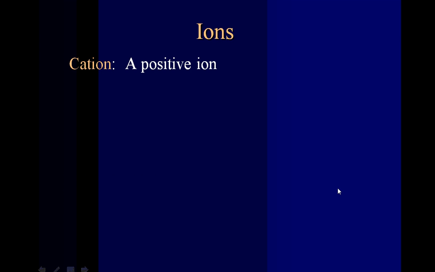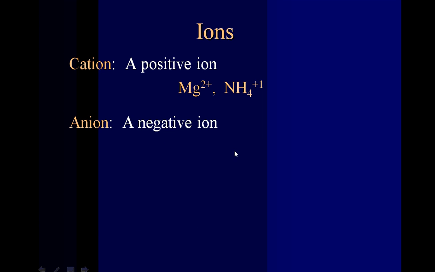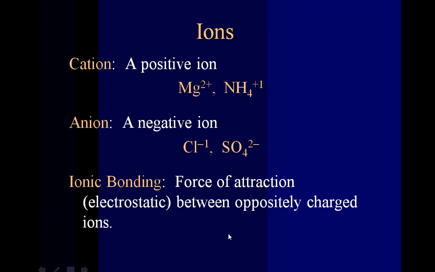Ions. Ions are charged particles, so it's either a positively charged particle or a negatively charged particle. Cations are positively charged ions. When we look at, say, magnesium, that has a +2 charge. Ammonium, which is a polyatomic, has a +1 charge. And then the anions are negatively charged ions. Some examples of those are chloride with a -1 charge, or sulfate with a -2 charge. Ionic bonding, again, is the force of attraction, or the electrostatic attraction, between oppositely charged ions.